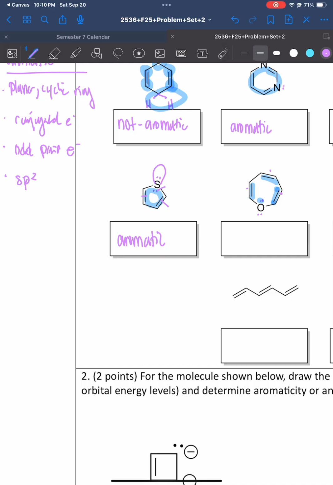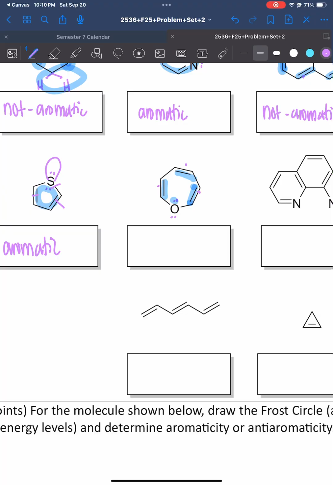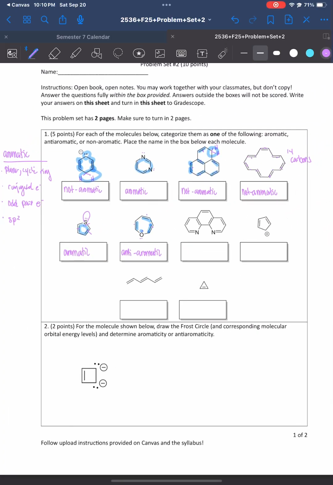So when you have something that would be aromatic, but the only exception that is breaking the rule is that there is an even number pair of electrons, this is a very special case, which is so unstable, it's going to be anti-aromatic. It is very, very unstable. So now let's look at the next molecule here.